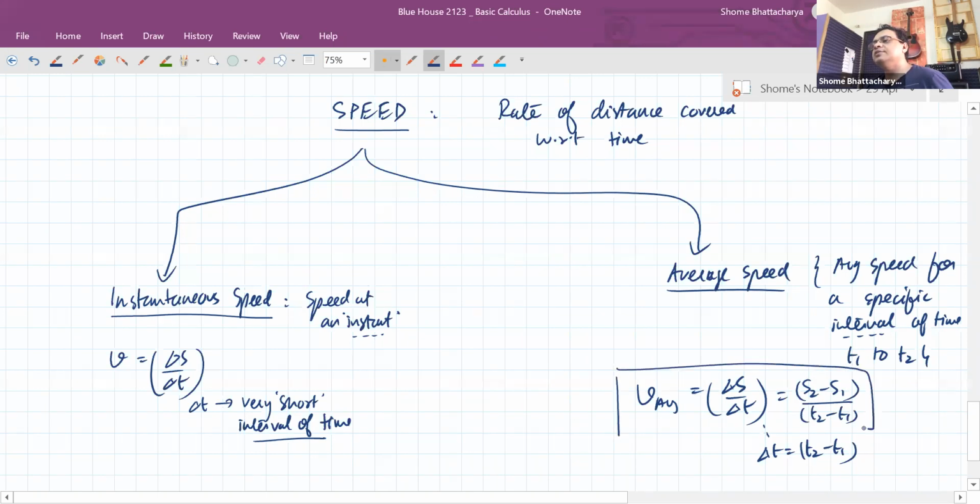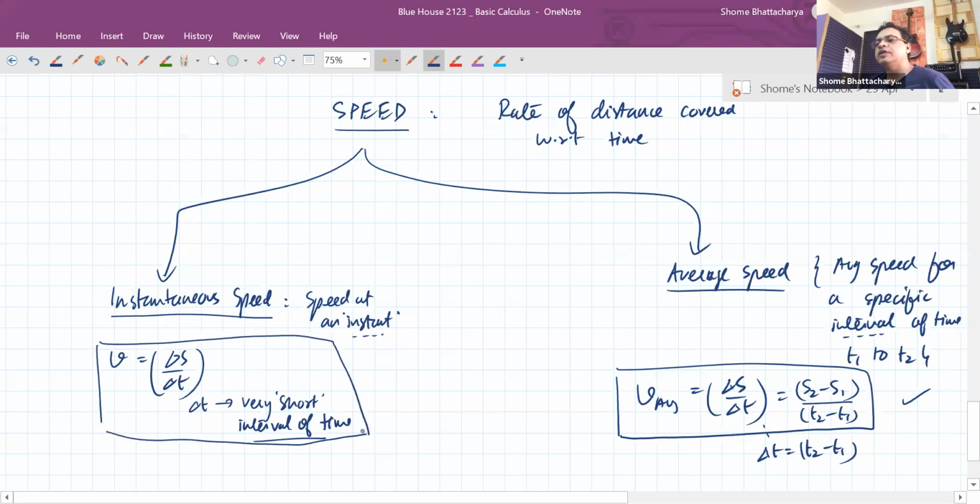So this is how we would mathematically describe average speed for a specific interval of time T1 to T2. And this is how we would describe instantaneous speed at a particular instant of time, let's say T0.